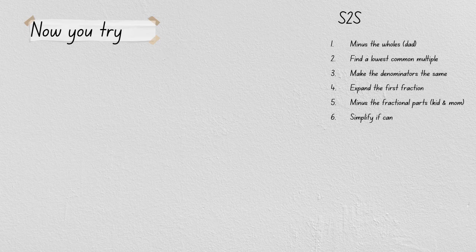Now it's time for you to try. Take a piece of paper with a pen or a pencil or your mini whiteboards with your marker pens and try this question. 3 wholes, 1 out of 4 minus 1 whole, 7 out of 8. Follow the S to S and be careful on expanding the whole number. You need to take the denominators from the fractional parts.